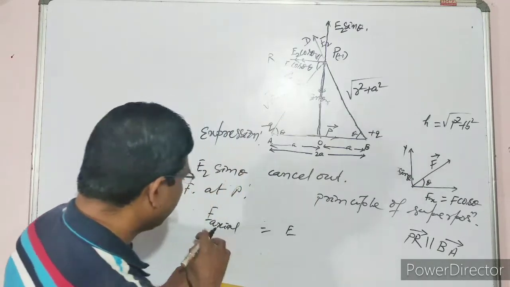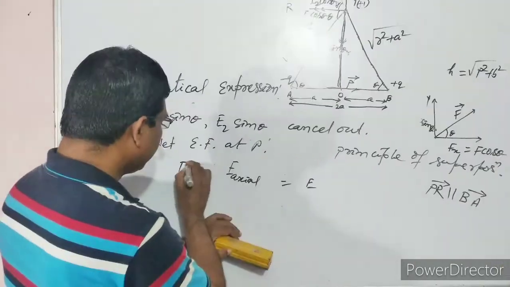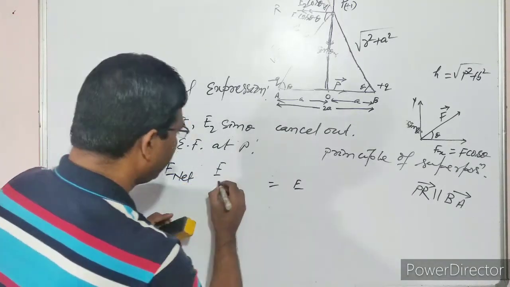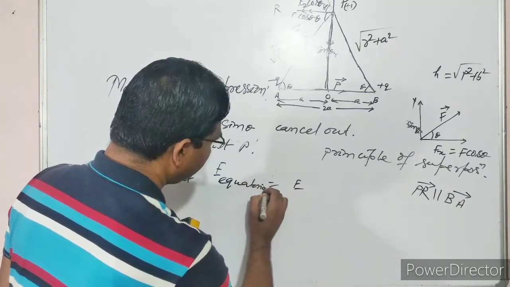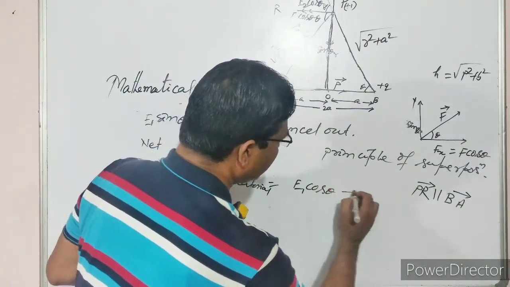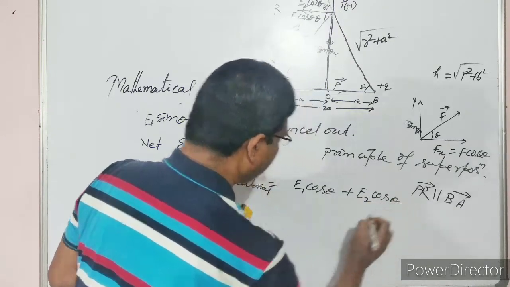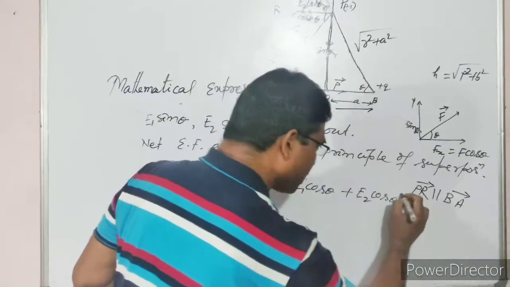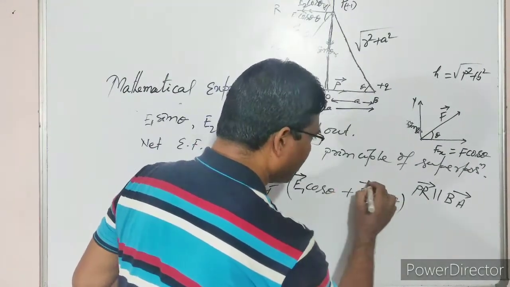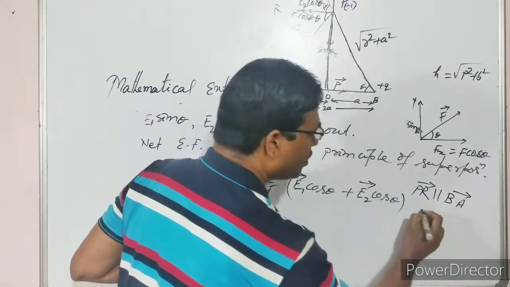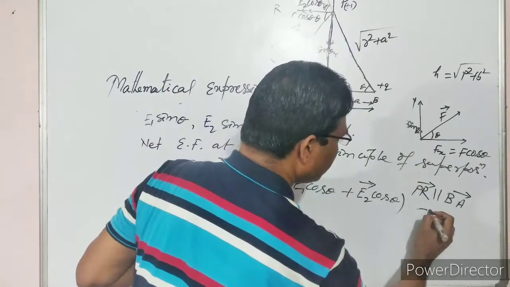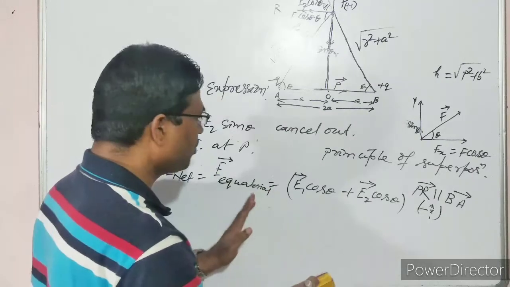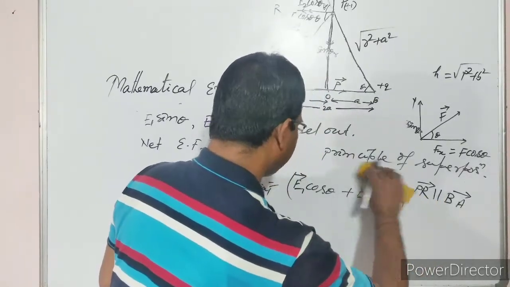Clear. E axial net, you can write it as E net. We are going to prove E equatorial, which is E1 cos theta plus E2 cos theta. If you are giving this, you must give the direction. Can you understand? Here also, you give the unit vector. As the direction is negative, you will use this. But I am not taking the direction; in the end, I am taking the magnitude. Clear?